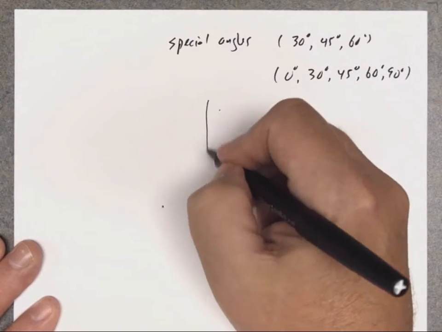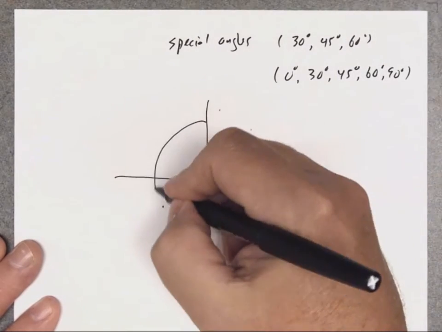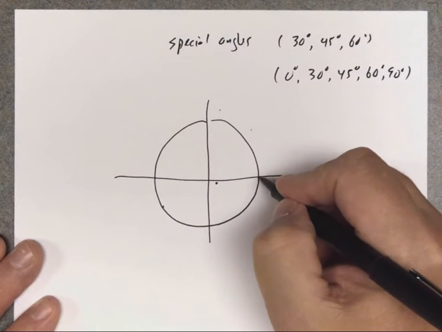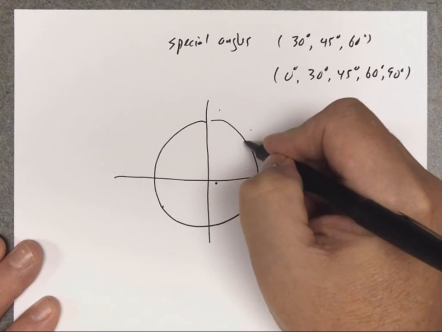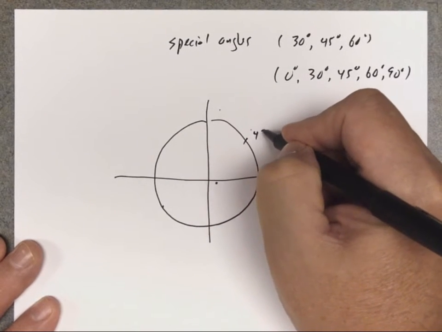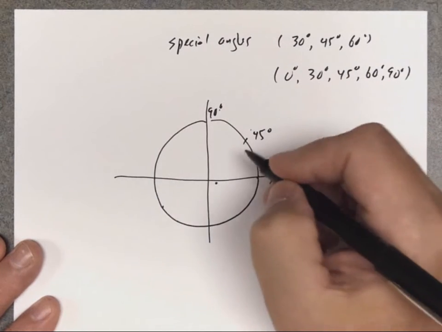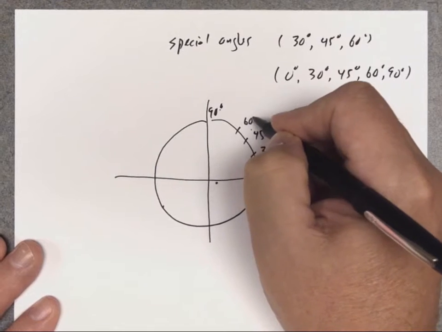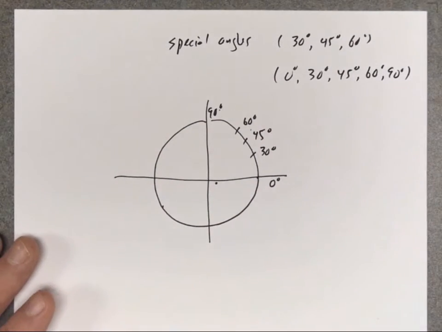Matter of fact, maybe I'll draw a unit circle again. Right here is 0 degrees. Halfway up is 45. All the way up here is 90 degrees. Then 30 degrees is right here, and 60 is right here. So here are the special angles.